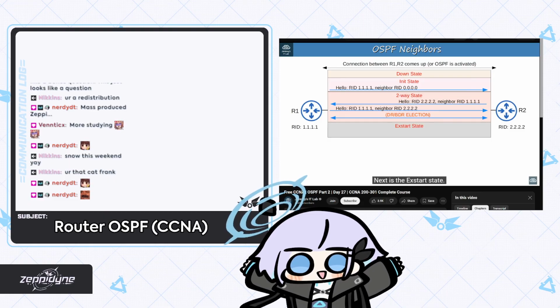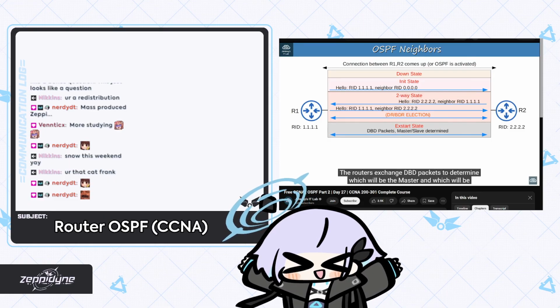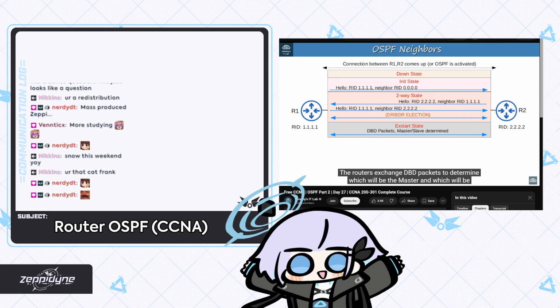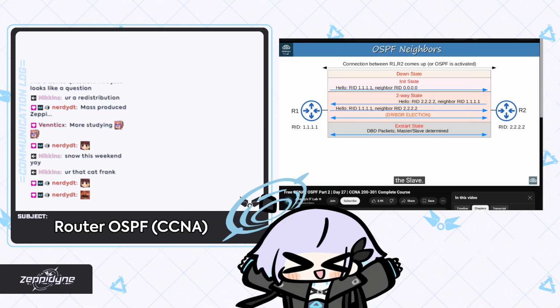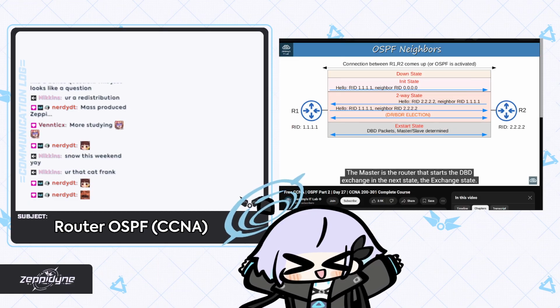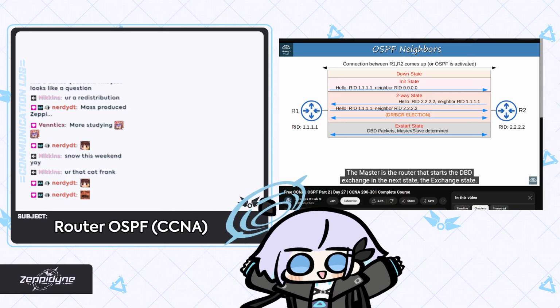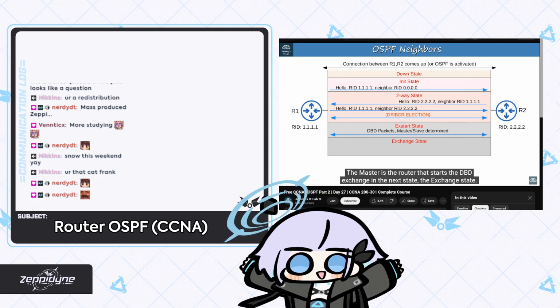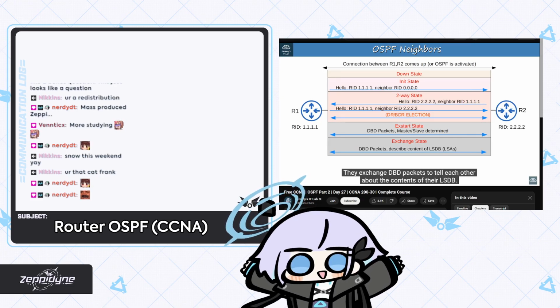Next is the ExStart state. Right now, the routers exchange DBD packets to determine which will be the master and which will be the slave. The master is the router with the highest router ID, and it starts the DBD exchange in the next state, the exchange state. They exchange DBD packets to tell each other about the contents of their LSDBs.